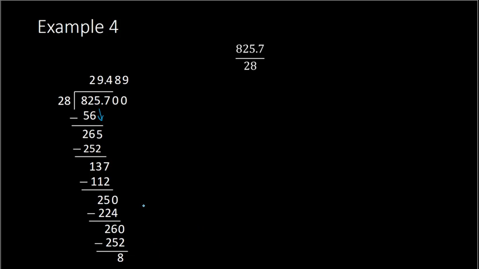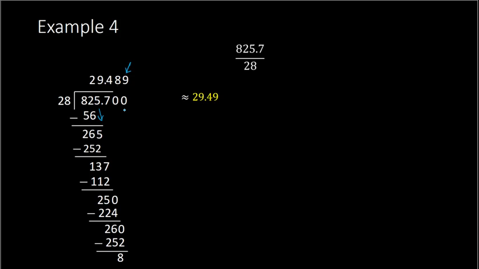All right, so we could keep going, but we can just round to the nearest hundredth place. And around the hundredth place, we look at the thousandth place, which is this number. And because it's 5 or bigger, this 8 before it rounds up to a 9. So this answer rounds to 29.49.